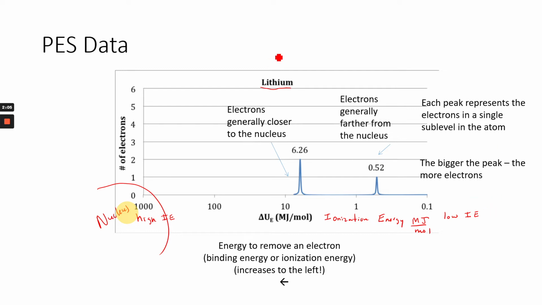So we know lithium's electron configuration is 1s2 2s1. The 1s2 electrons are closer to the nucleus. So this peak here would represent the 1s2, and this peak here would represent the 2s1. Now notice this peak is twice as high as this peak because there are 2 electrons in here and there's only 1 electron in here.